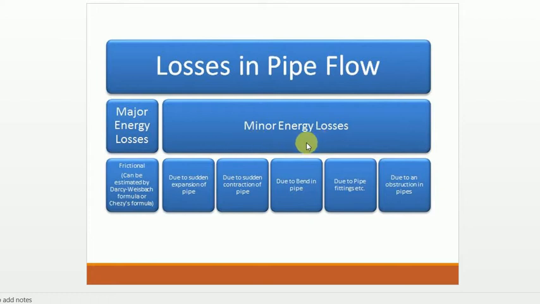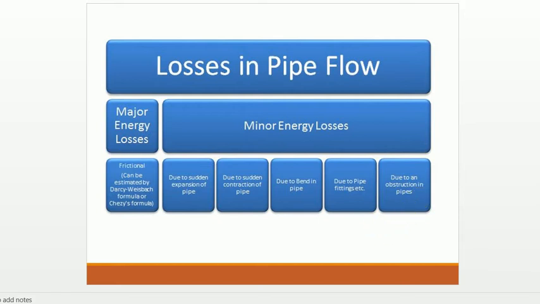So next would be the minor energy losses. Minor energy losses will be due to sudden expansion of a pipe. When a pipe suddenly expands from a smaller diameter to a larger diameter, we'll have some loss. What will be the loss? Then sudden contraction of a pipe, from larger diameter to smaller diameter, there will be some energy loss. Also due to pipe bends, pipe fittings, and obstructions, we're going to discuss in detail what the energy loss will be.